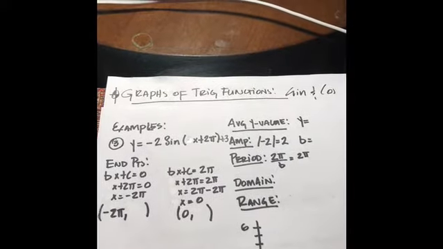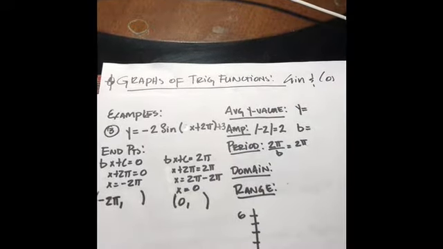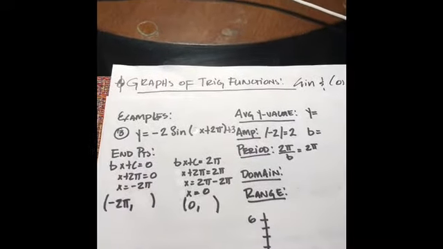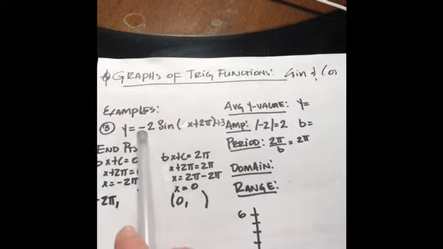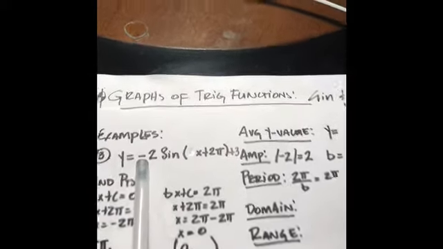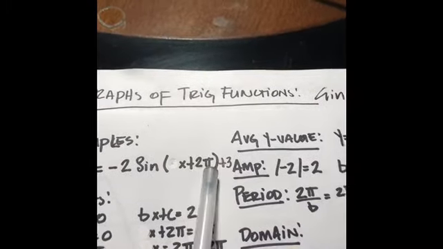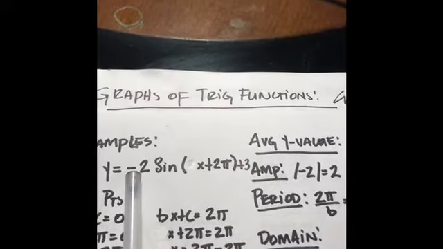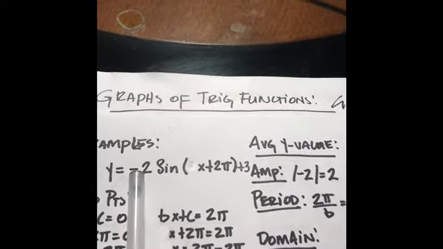Okay guys, so we continue with the topic of graphs of trigonometric functions, sine and cosine, but now we are going to see what happens when I have a reflection over the x-axis. In this case, if you notice in the example, I have y is equal to minus 2 sine of x plus 2 pi plus 3. If you notice, the coefficient is now negative.